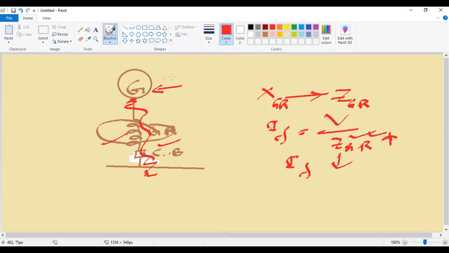Is it clear? Any doubt? Any doubt? No, sir. Clear? Why we are going for this generator reactor and what is the purpose of this generator reactor?